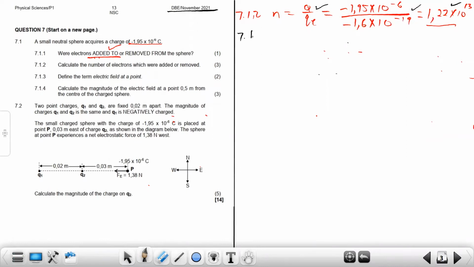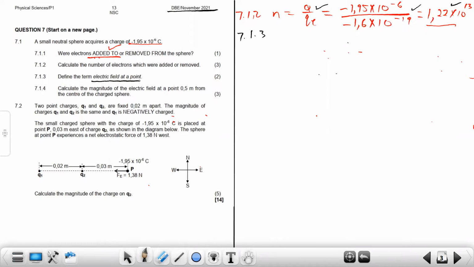7.1.3, it's a definition. Define the term electric field at a point. So we are looking for key specific words. If you do not have these key specific words, you will be omitting the 2 marks, because the instruction is clear. For a definition it is 2 or 0. So there's no way we cannot ensure that we get the maximum marks.